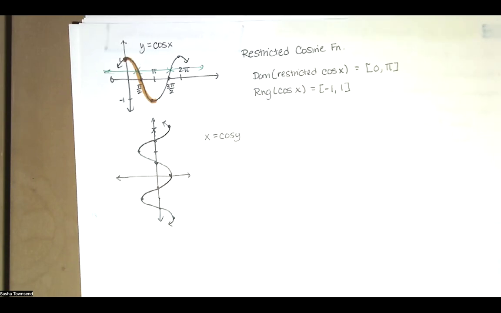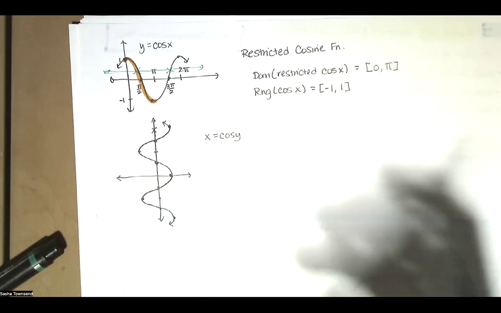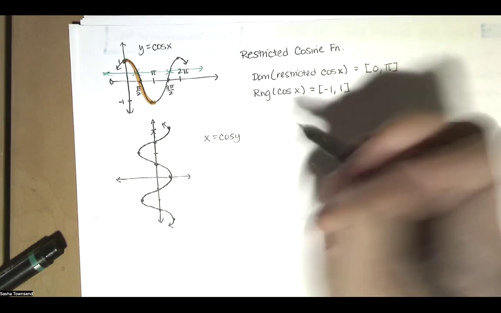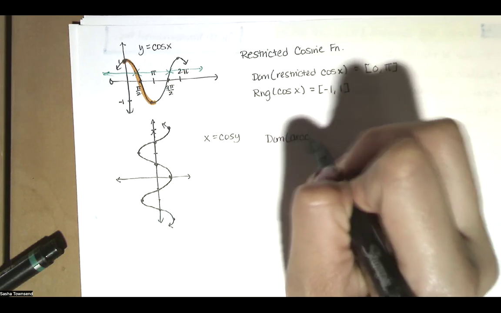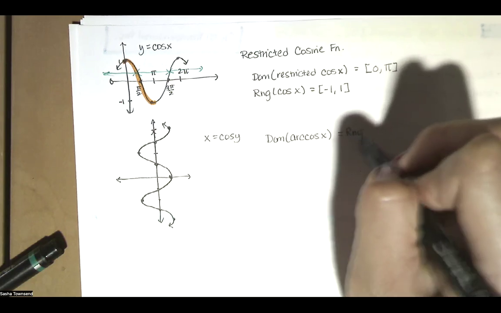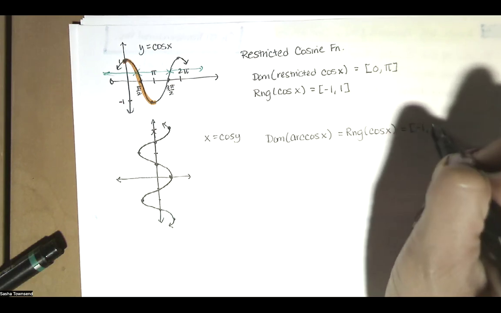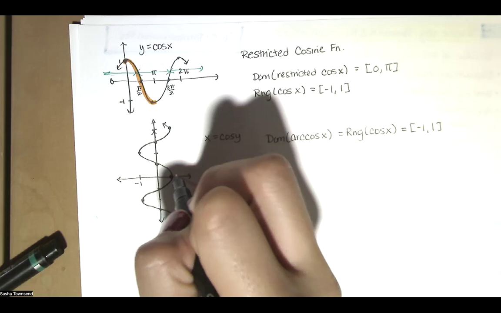But again, that is not a function, that is a relation. We're only interested in the part that corresponds to this part of the cosine graph. So since the range of the cosine function was -1 to 1, the domain of the arc cosine function, it's the range of the cosine function because we're switching the roles of x and y, is -1 to 1. So we're on the interval from -1 to 1.